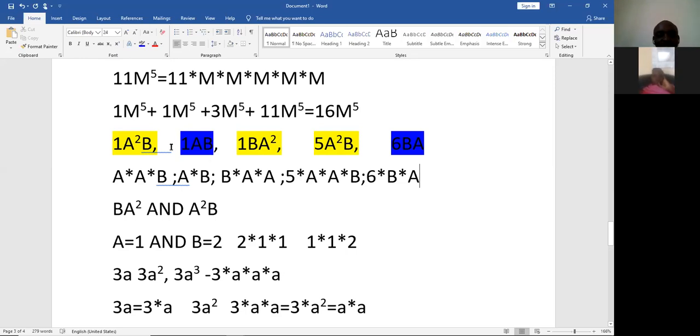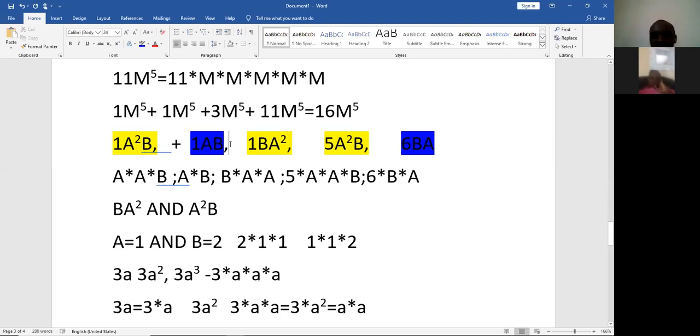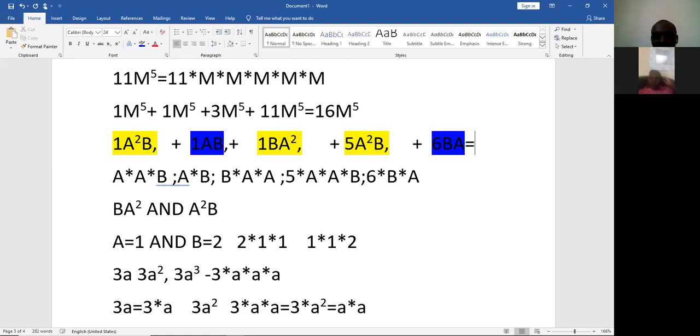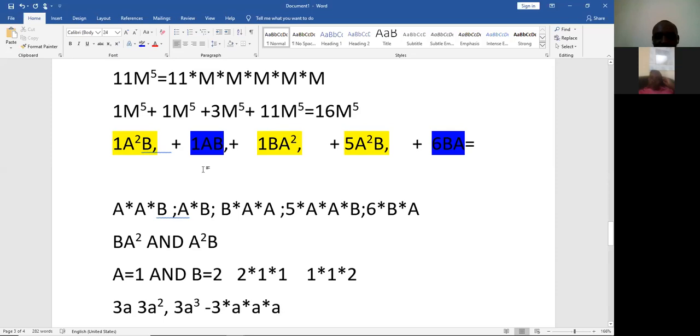So if there was an addition sign among all of these, this is what I would have gotten if I was supposed to simplify by addition. I would have come here and said equals, and then I enter here 1 plus 1 plus 5. So they give me the answer as 7. So I would have said 7 A squared B. That would have been the answer to the first simplified case.